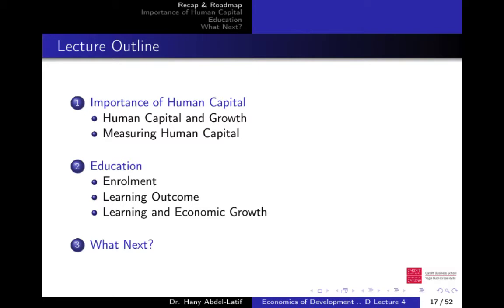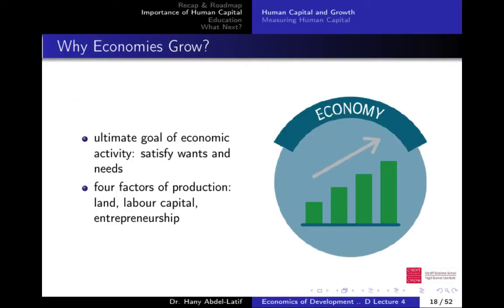So if I start from the beginning, when we talk about economic growth or development, we just need to think about what is the ultimate goal of economic activity, what we want to achieve from economic activities. We basically want to satisfy wants and needs. And to do this, we use the factors of production. We know all these factors of production now. We have four factors of production: land, labor, capital, and entrepreneurship, and they produce goods and services.